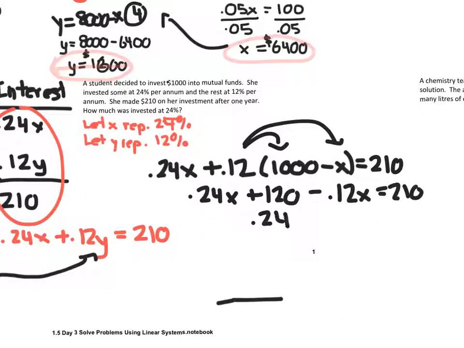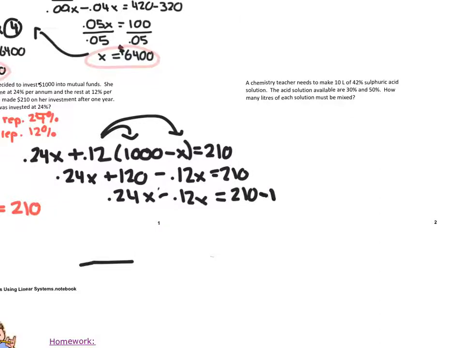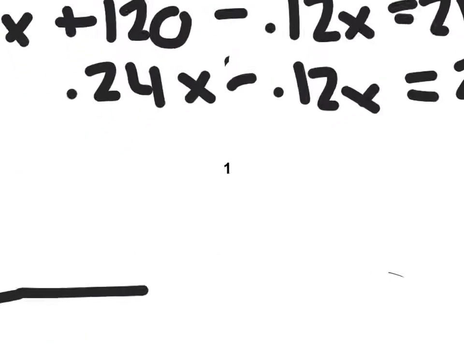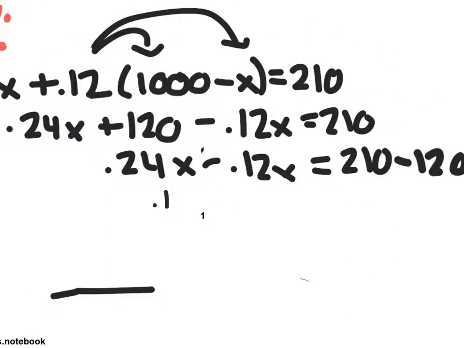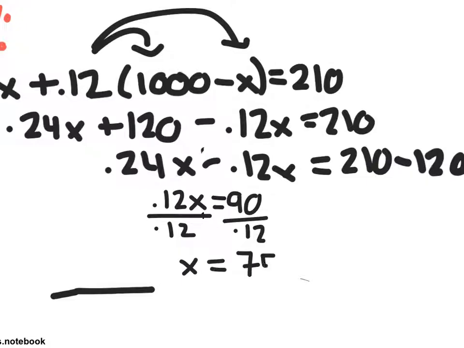So move all the terms to like sides. I'm going to keep 0.24x minus 0.12x, and then I'm going to move 120 to the other side, which becomes negative 120. So now we collect those like terms. We get 0.12x equals 90. Trying to isolate for x here, so we divide both sides by 0.12. We'll find out that x equals 750. And that would be dollars.